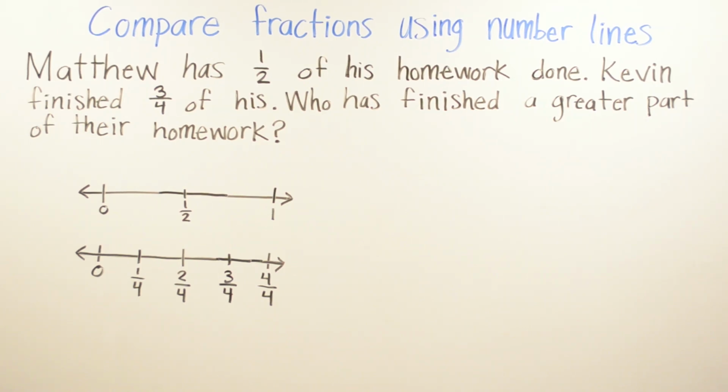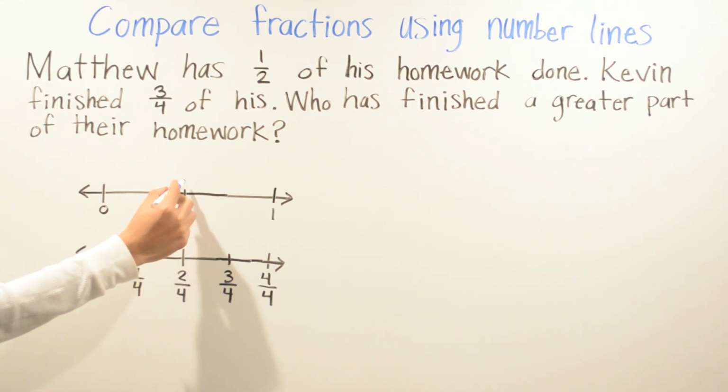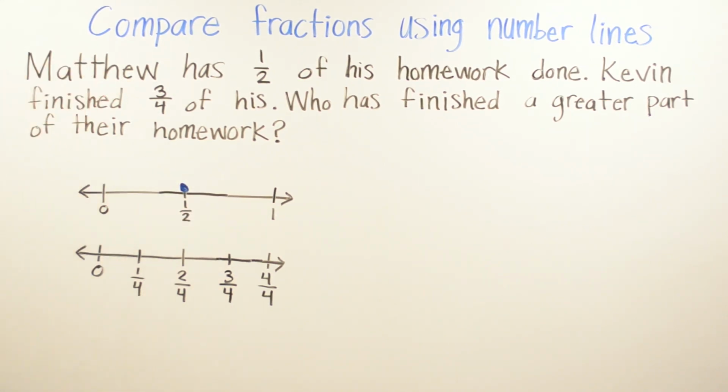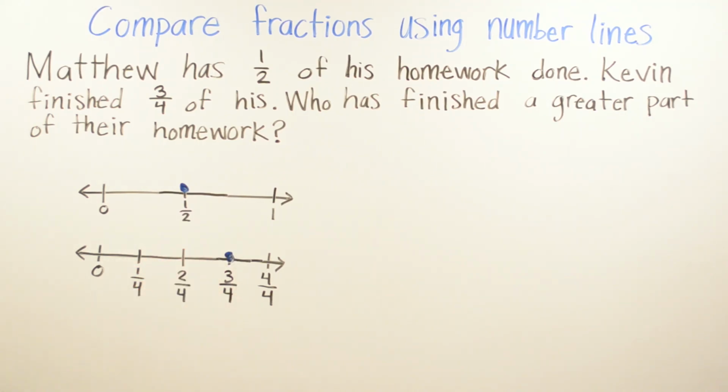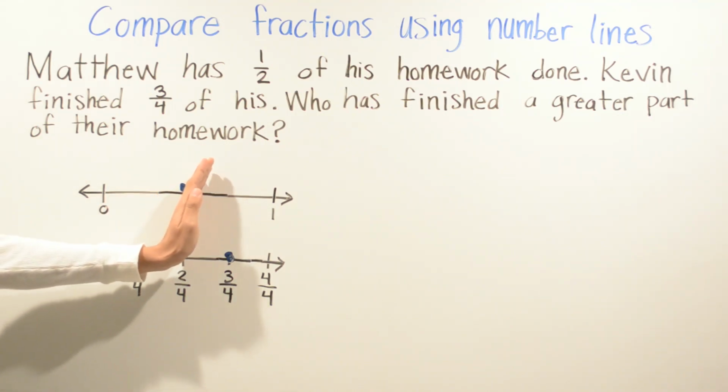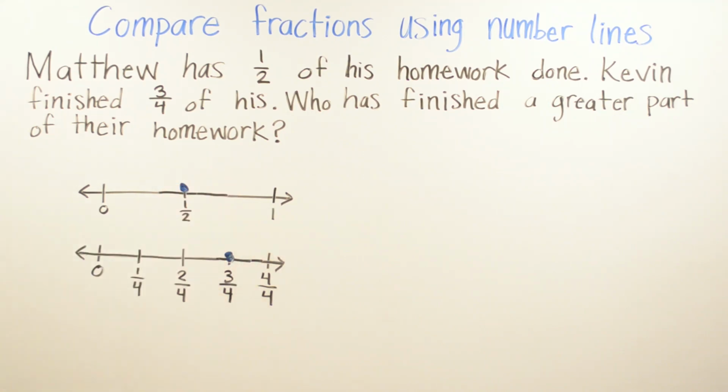For our first fraction, we have 1/2. That is right here in the number line. And our second fraction is 3/4. So 3/4 in the number line is right here. Which one do you think is greater? 1/2 is greater than 3/4, or 3/4 is greater than 1/2? In the number line, it shows that 3/4 is greater because 1/2 is here and 3/4 is right here.